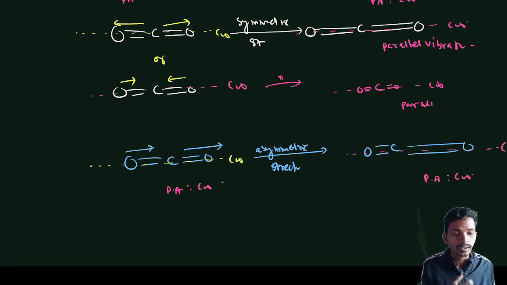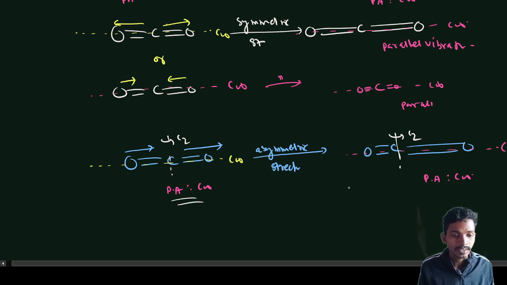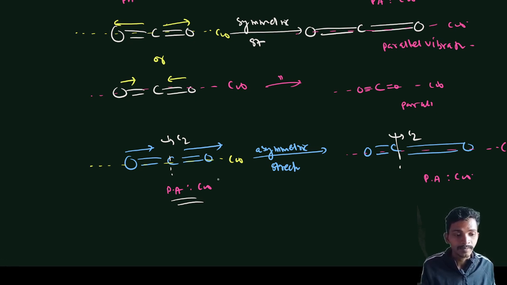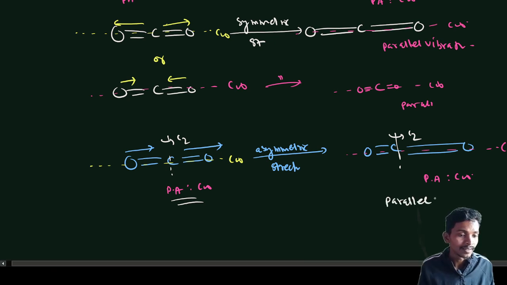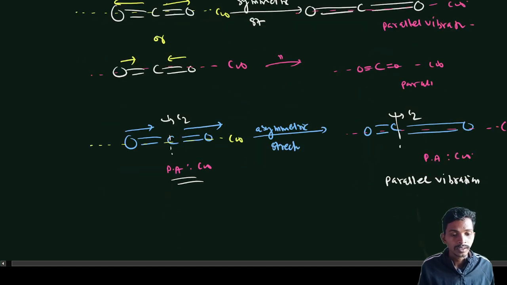So we are talking with respect to the principal axis. Let's say C2 is present here, but C2 is not present there. But C2 is not the principal axis here, C infinity is the principal axis. So after stretching or bending, if we get the same principal axis that was there previously, then this is also parallel vibrations. So asymmetric stretching is also parallel vibrations.